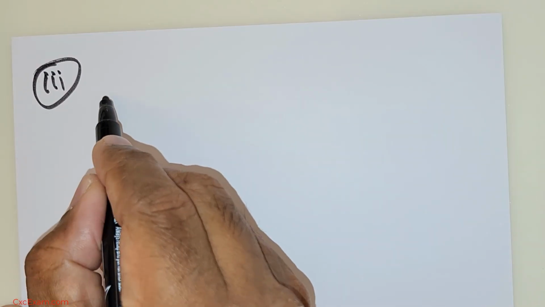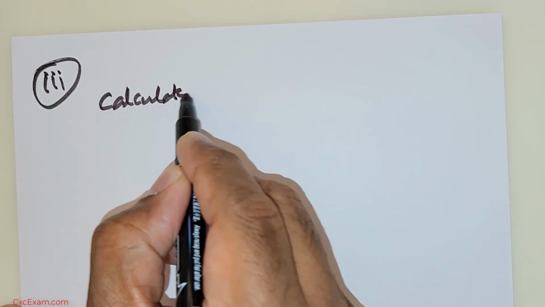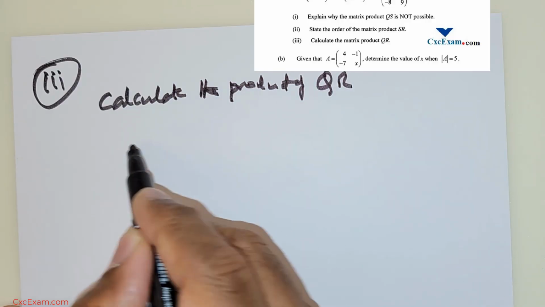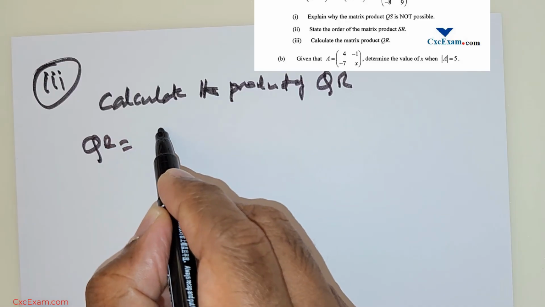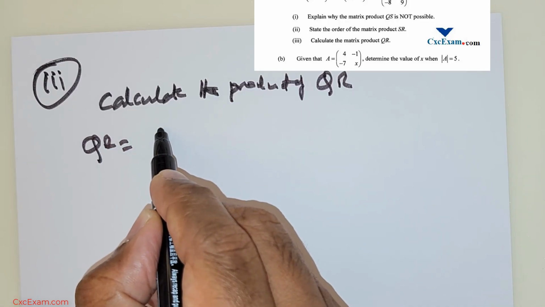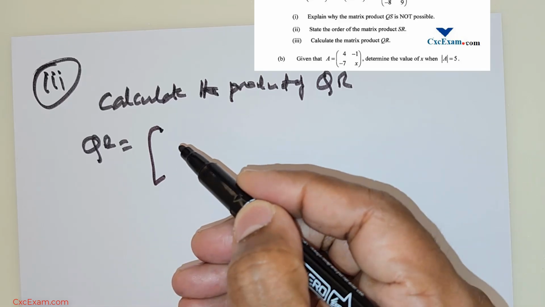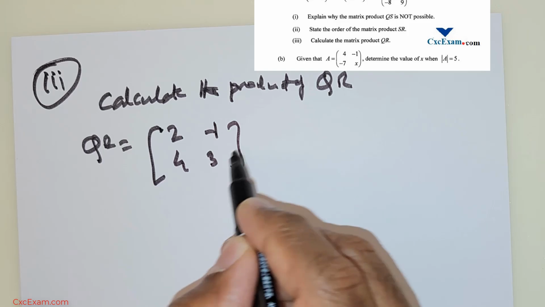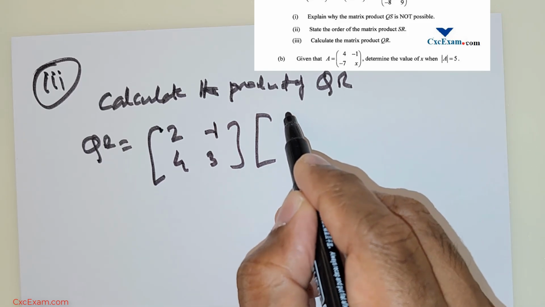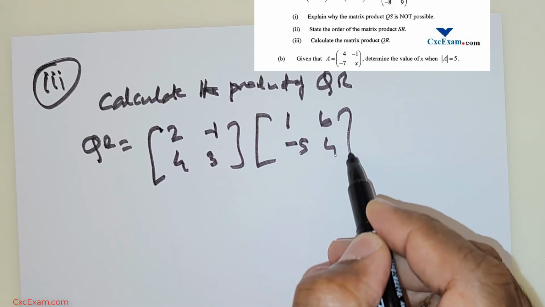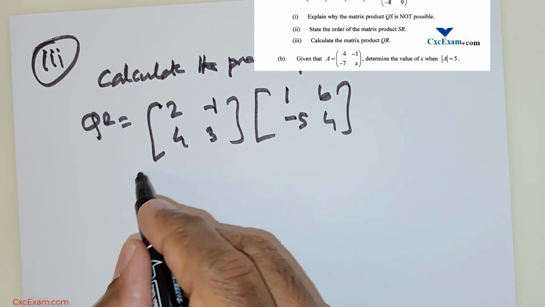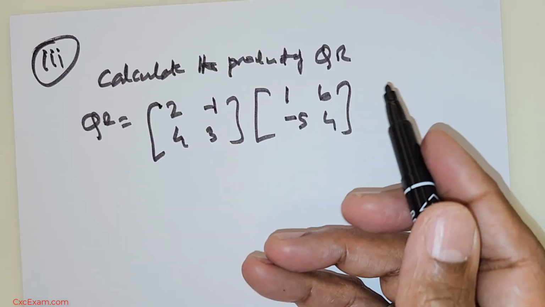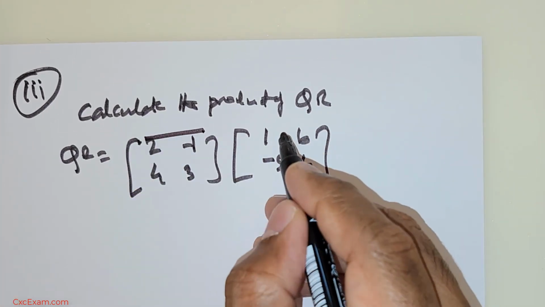Okay, next we are asked to calculate the product of QR. So QR is equal to, so we will have to find out what is Q. So Q is given as 2, negative 1, 4 and 3, and R is 1, 6, negative 5 and 4. Now both are square matrices. So what do you mean by square matrices? Equal rows and equal columns. So we can multiply them. So take the row with the column.